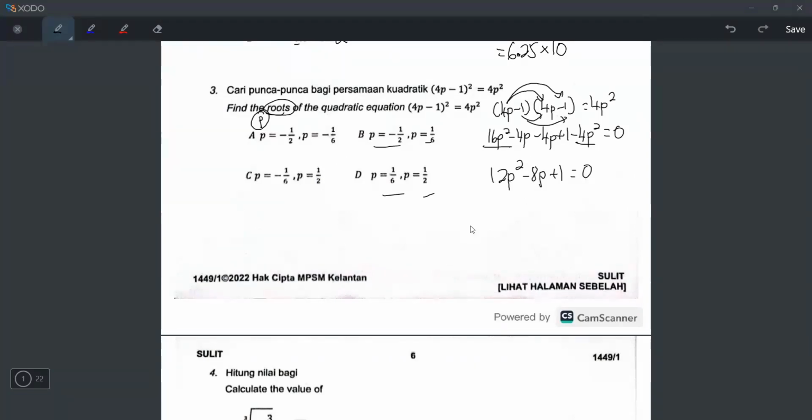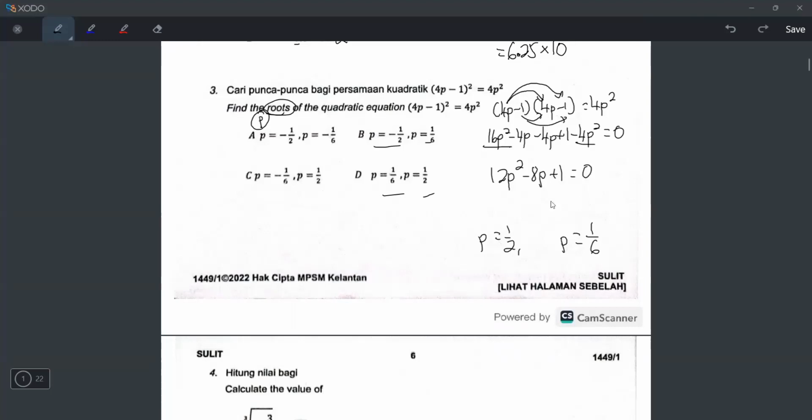So I'll press 12 equals. The B is negative 8. The C is 1. So I got 1/2 as my first answer, and my second answer is 1/6, and they are both positive. Okay, but you have to remember, I know the calculator says x equals here, but you cannot write x equals, you have to write p, because this question is using p.